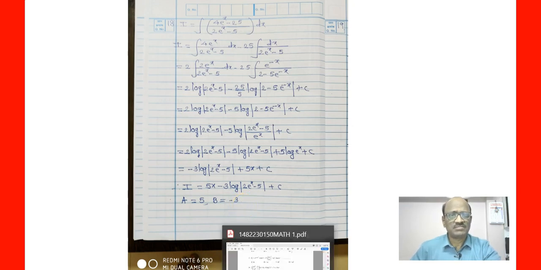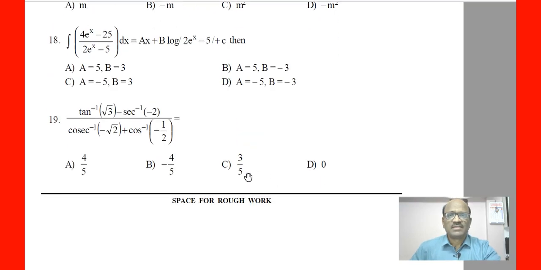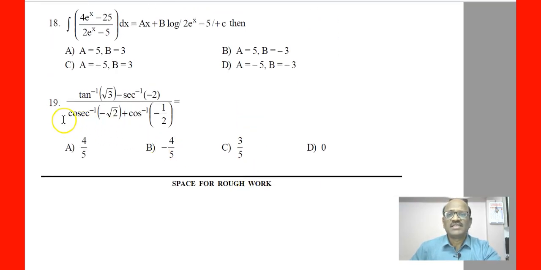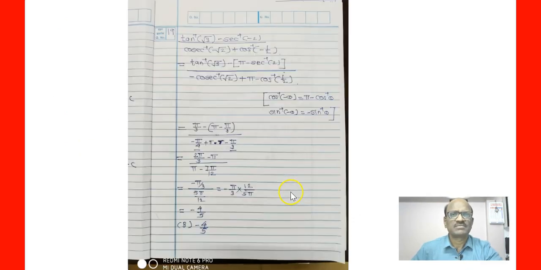Now next question, the 19th: tan inverse of root 3 minus sec inverse of minus 2 upon cosec inverse of minus root 2 plus cos inverse of minus 1 upon 2. Now find out the values. Now see this. This can be written as tan inverse of root 3, what is it? Theta, then theta is pi by 3.